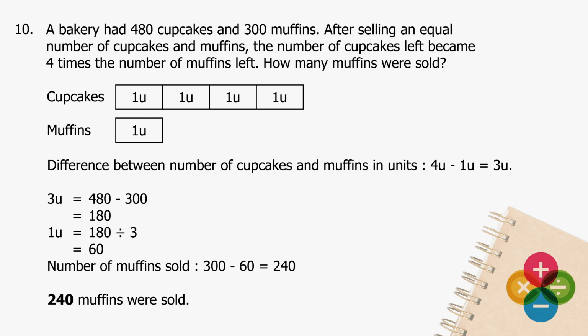The difference between the number of cupcakes and muffins in units will be: subtract 1 unit from 4 units, and the difference is 3 units. 3 units will be: subtract 300 from 480, and the difference is 180. 1 unit will be: divide 180 by 3, and the quotient is 60. The number of muffins sold will be: subtract 60 from 300, and the difference is 240. 240 muffins were sold.